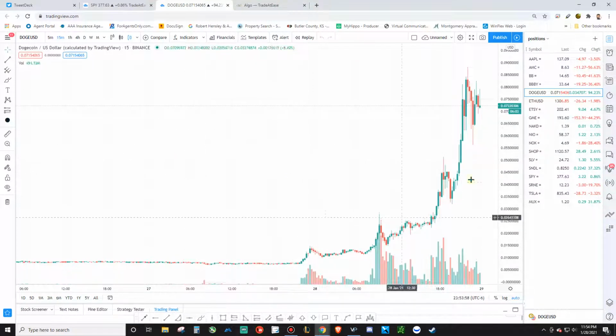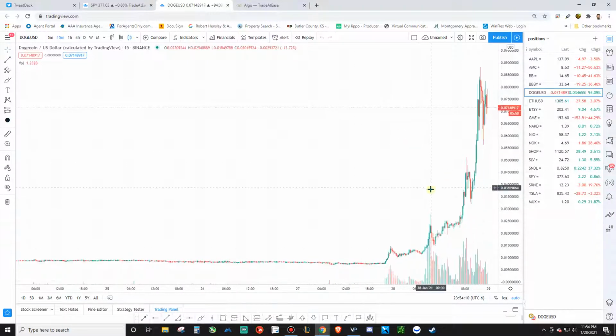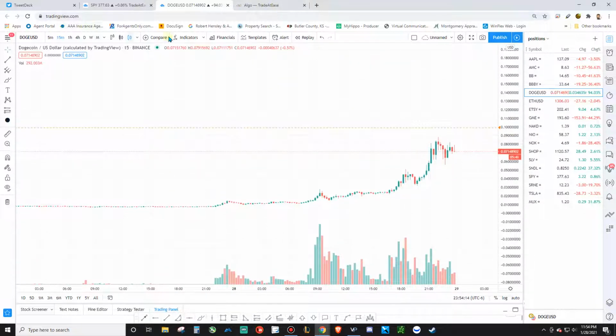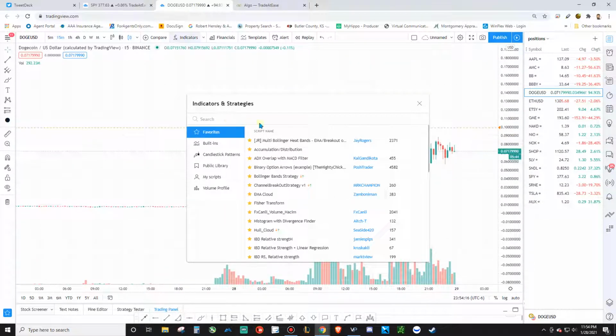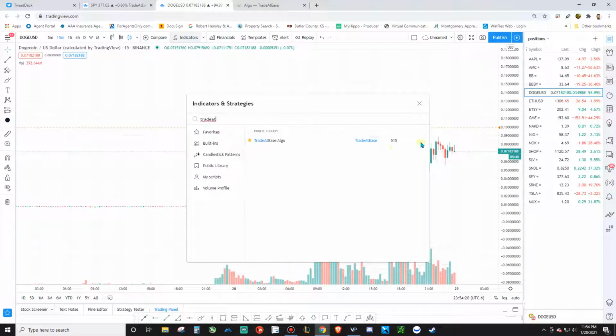Okay, so we're watching Doge today because wow, Doge went rippy mode. I had a stupid amount of Doge down here, of course, that I buy here, and that's probably going to go higher. But okay, let's go see Trade at Ease.